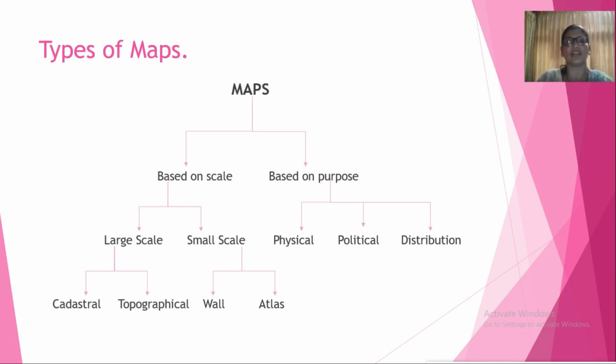In this again there are two types, wall maps and atlas maps. Wall maps are larger in size than the atlas. They give us information about political divisions, physical features, etc. The maps in the atlas are smaller in size, but they also give us some information.